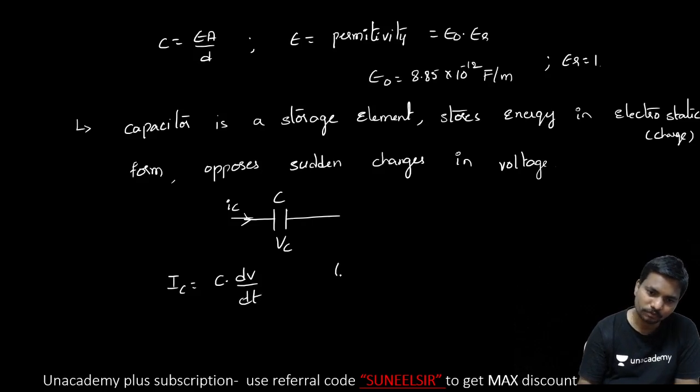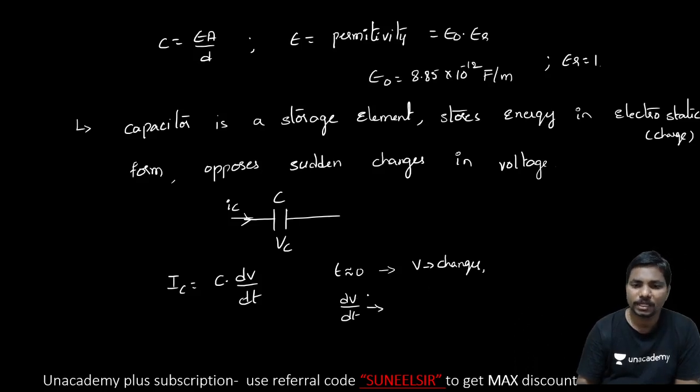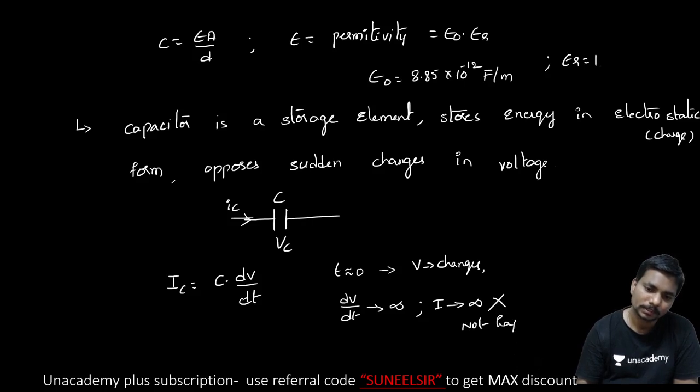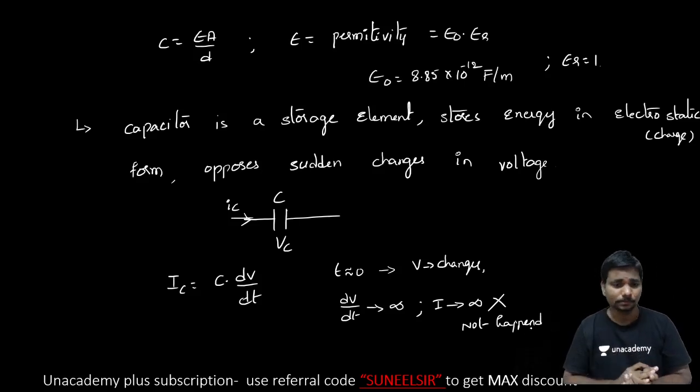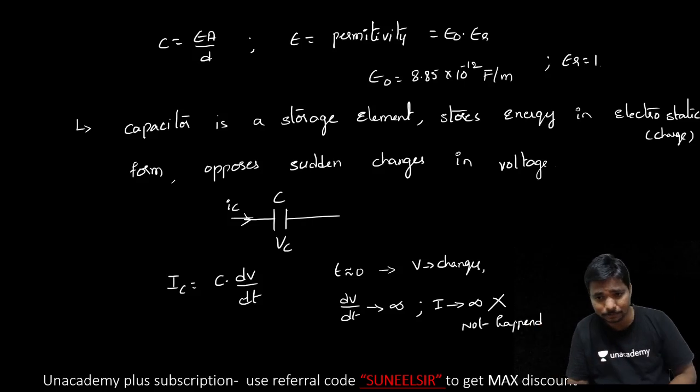For example, if the voltage changes in a very short time, then what is happening? dV by dt becomes some change in value divided by 0, that is infinity. That means I tends to infinity, but that is not possible. Infinite current is not possible.